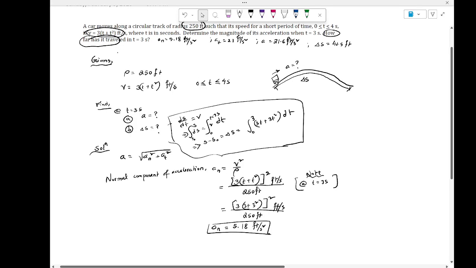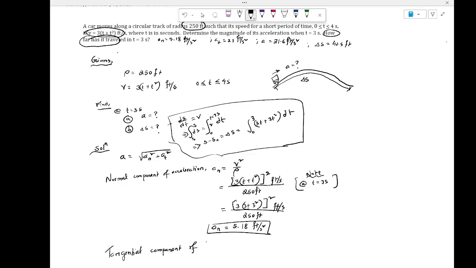Okay, all right, so then the tangential component. Let me write that. Tangential component of the acceleration. I don't know why I didn't put a the. Yeah, there should be a the acceleration.